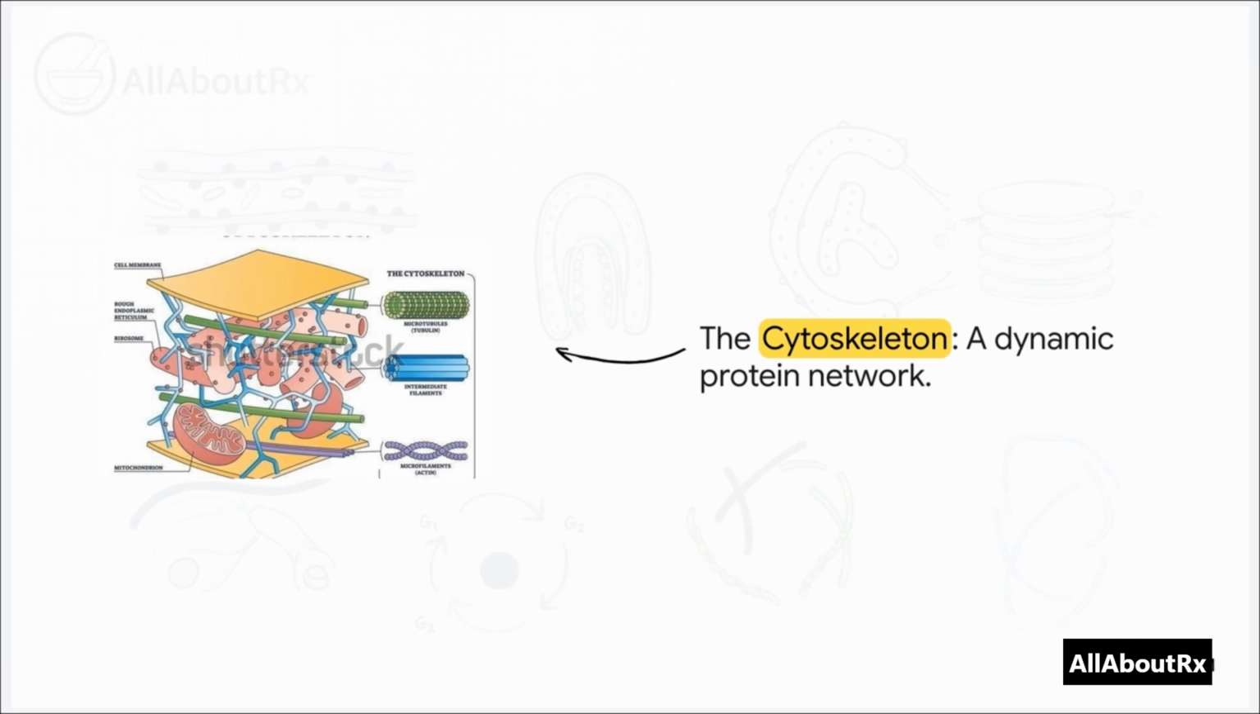And you shouldn't think of this as just a static, rigid skeleton. It's a highly dynamic, constantly shifting network of microtubules, intermediate filaments, and microfilaments that continuously assembles and disassembles itself. It dictates the cell shape, enables cellular movement, creates internal railway tracks for intracellular transport, and is absolutely essential when it's time for the cell to divide.